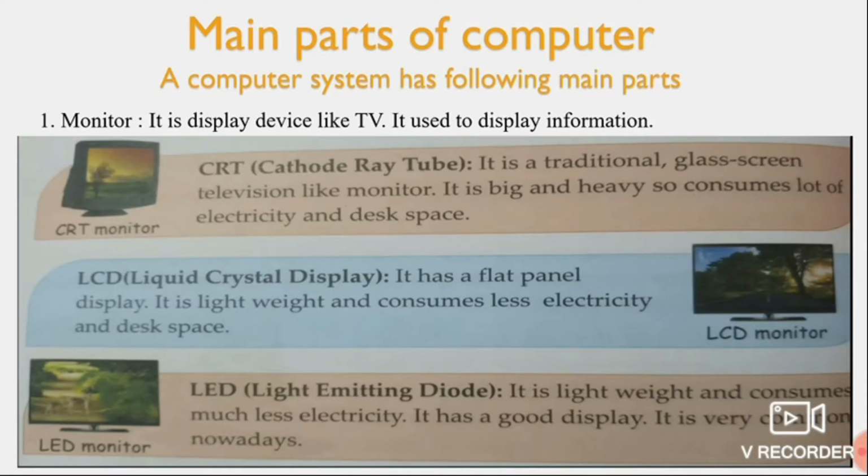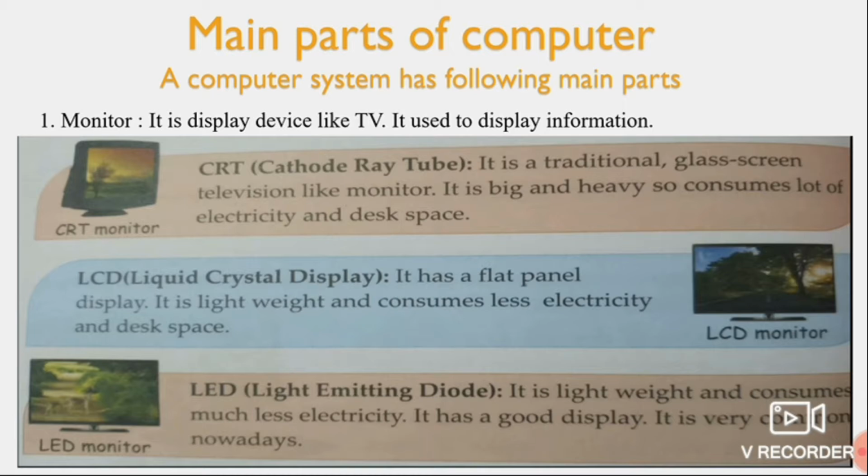Dear students, in the previous video we saw the main parts of a computer. Now in this video we will see the working of these parts of the computer. So let's start. A computer has the following main parts, as we know. Number 1 is the monitor. It is a display device like a TV.